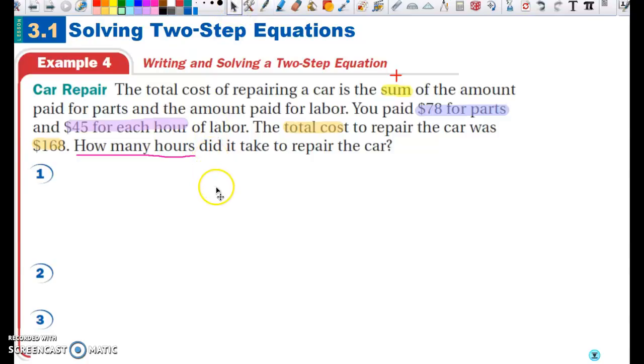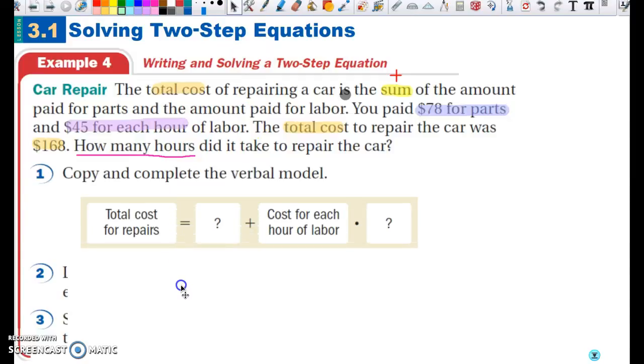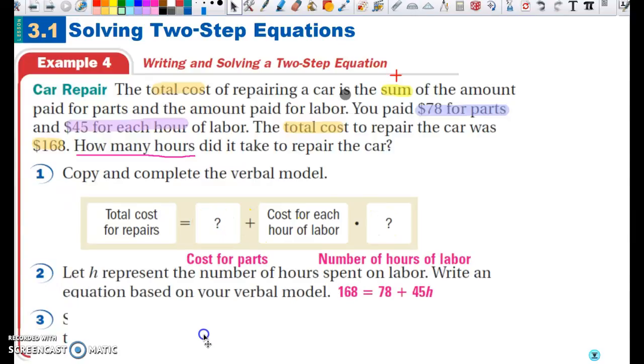Now the first step you want to do with these problems is do what I did. Mark up the important information. You know that you're going to have to be adding something, and specifically note you have to add the parts plus the labor. And that should equal your total costs, right? Look at where those words match up. Total cost equals the sum adding together parts and labor. So if I wrote that down, total cost is equal to the cost for each hour of labor times the hours plus the parts.